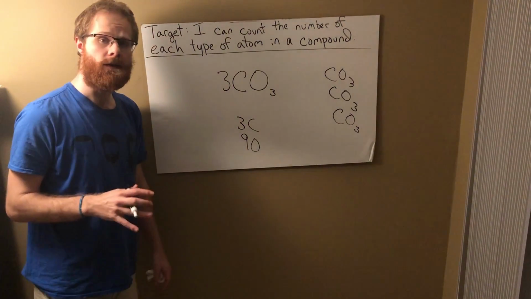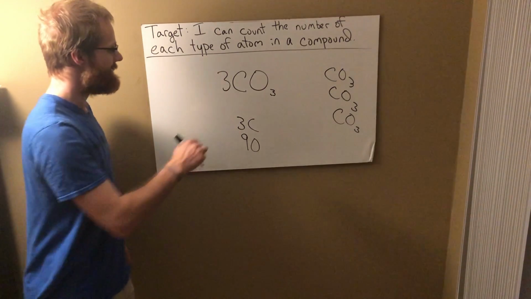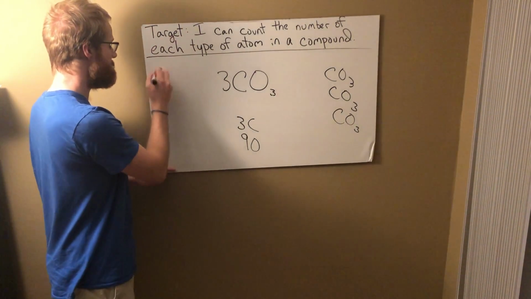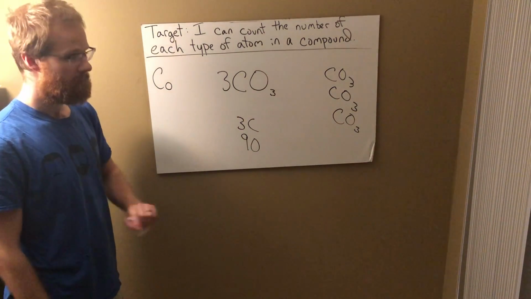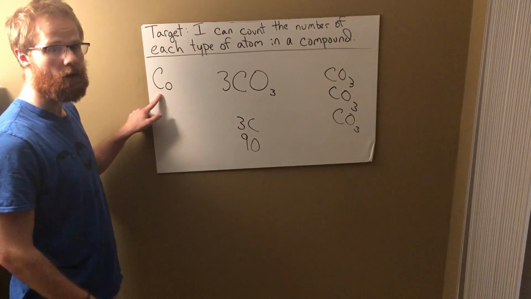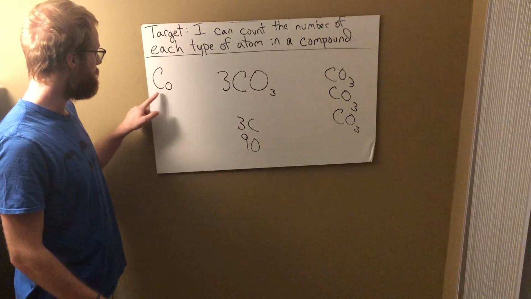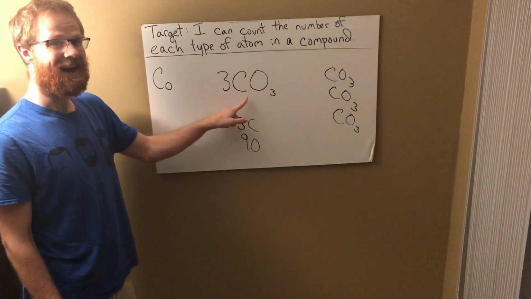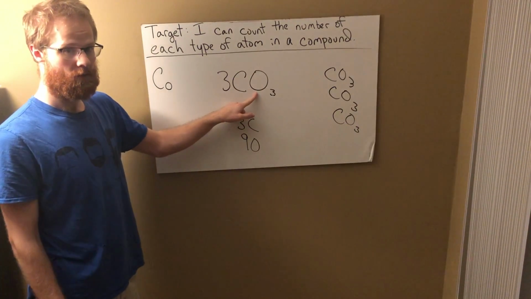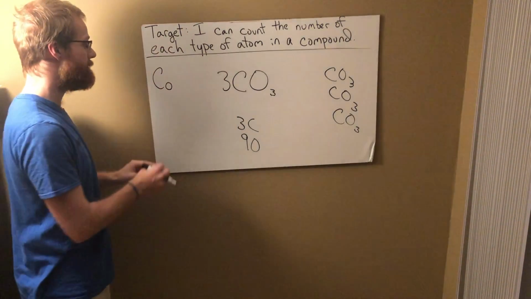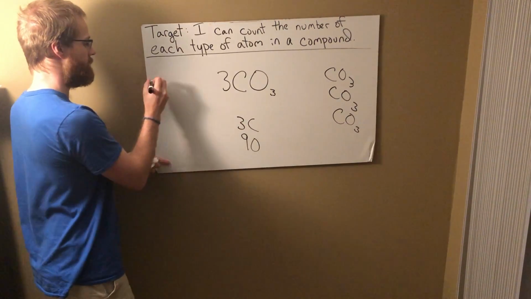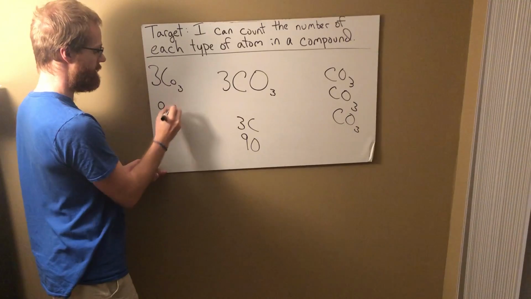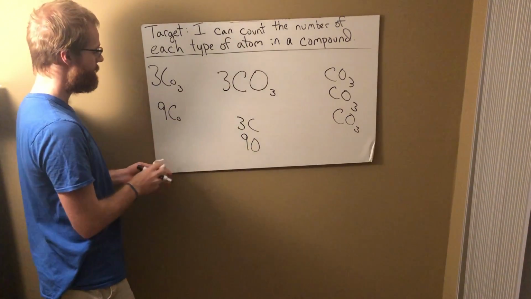A big common mistake that some people make on this problem is that they think carbon and oxygen are the same element. They think that it's cobalt, okay? It's not. The difference between cobalt and carbon and oxygen is cobalt is a capital C, lowercase o, and carbon is a capital C and oxygen is a capital O. And that's a very important distinction because if we had 3CO3, we would have 9 cobalt, right? Okay.